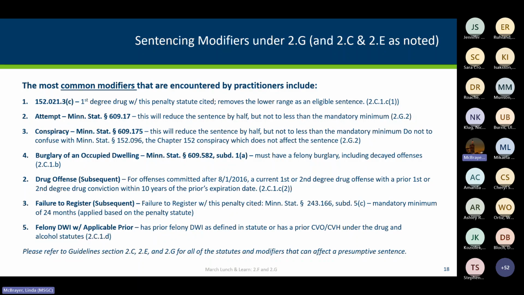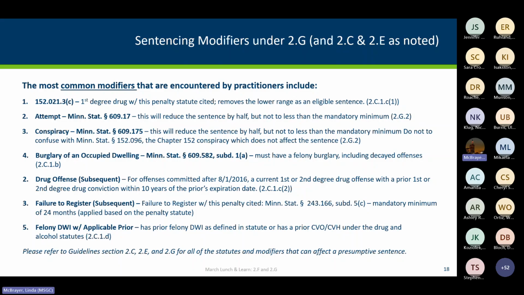Burglary of an occupied dwelling. This is burglary under 609.521 paragraph A, so the severity level 6 burglary specifically. If they have a prior felony burglary, any level, first, second, third degree, it has to be a felony, and it can be decayed, but a prior felony will make a current burglary of an occupied dwelling a presumptive commit for the grid time.